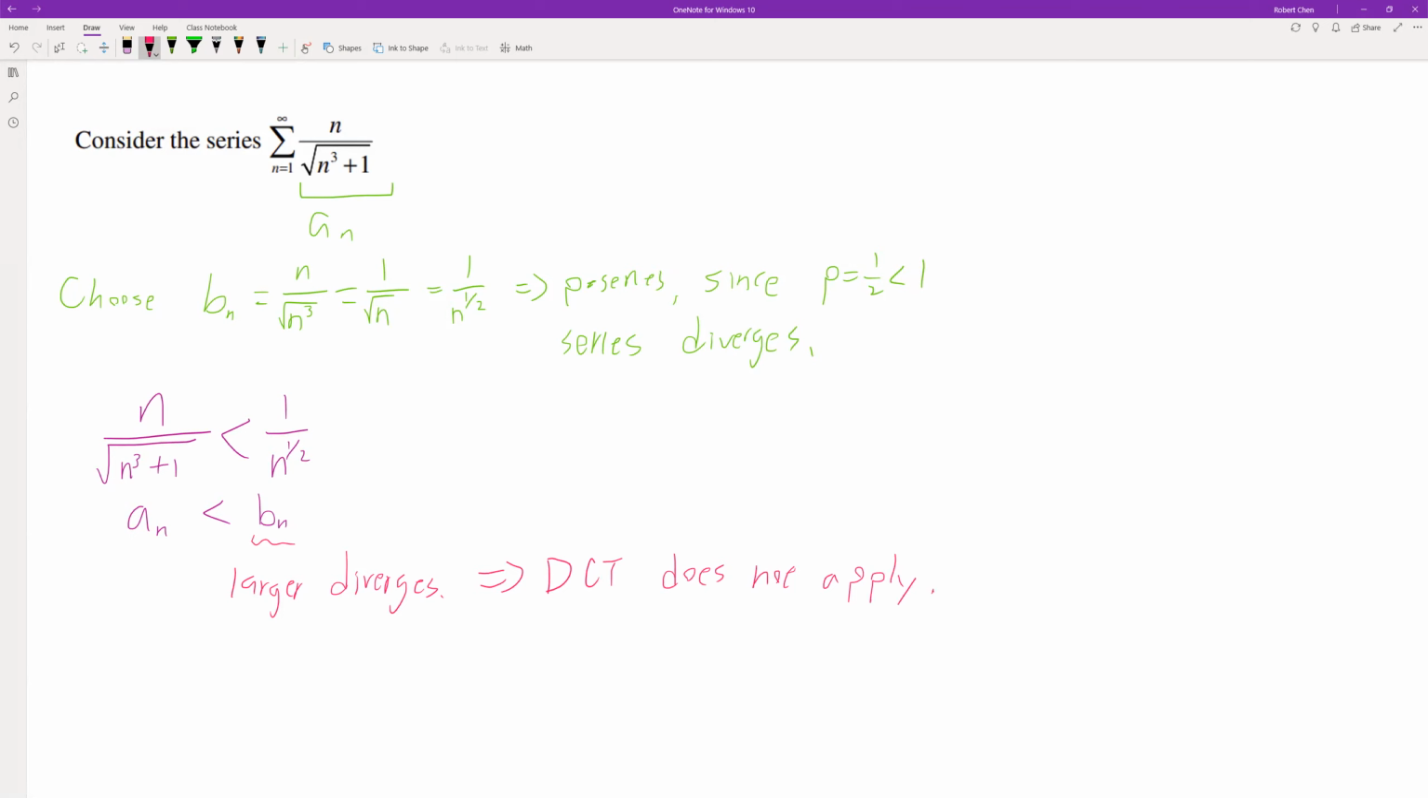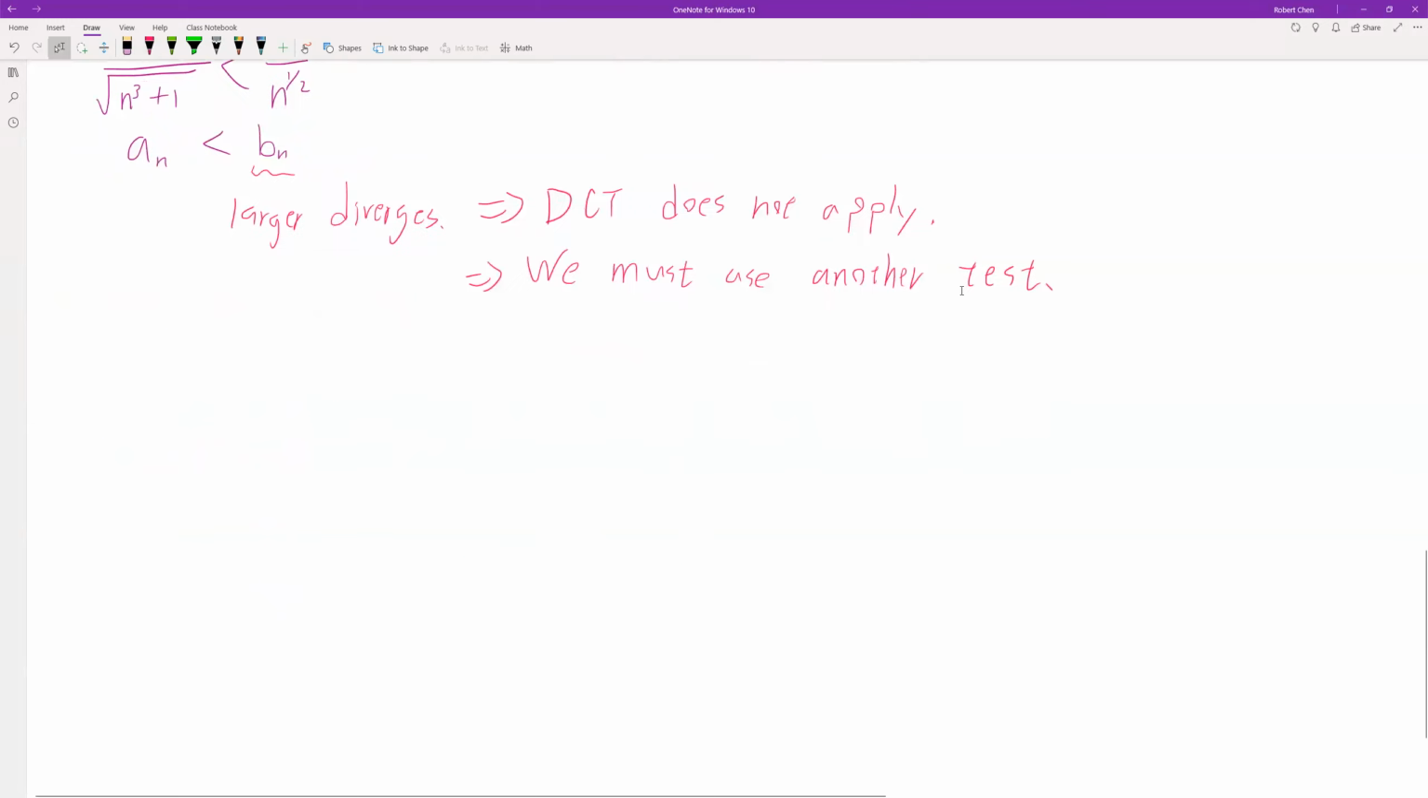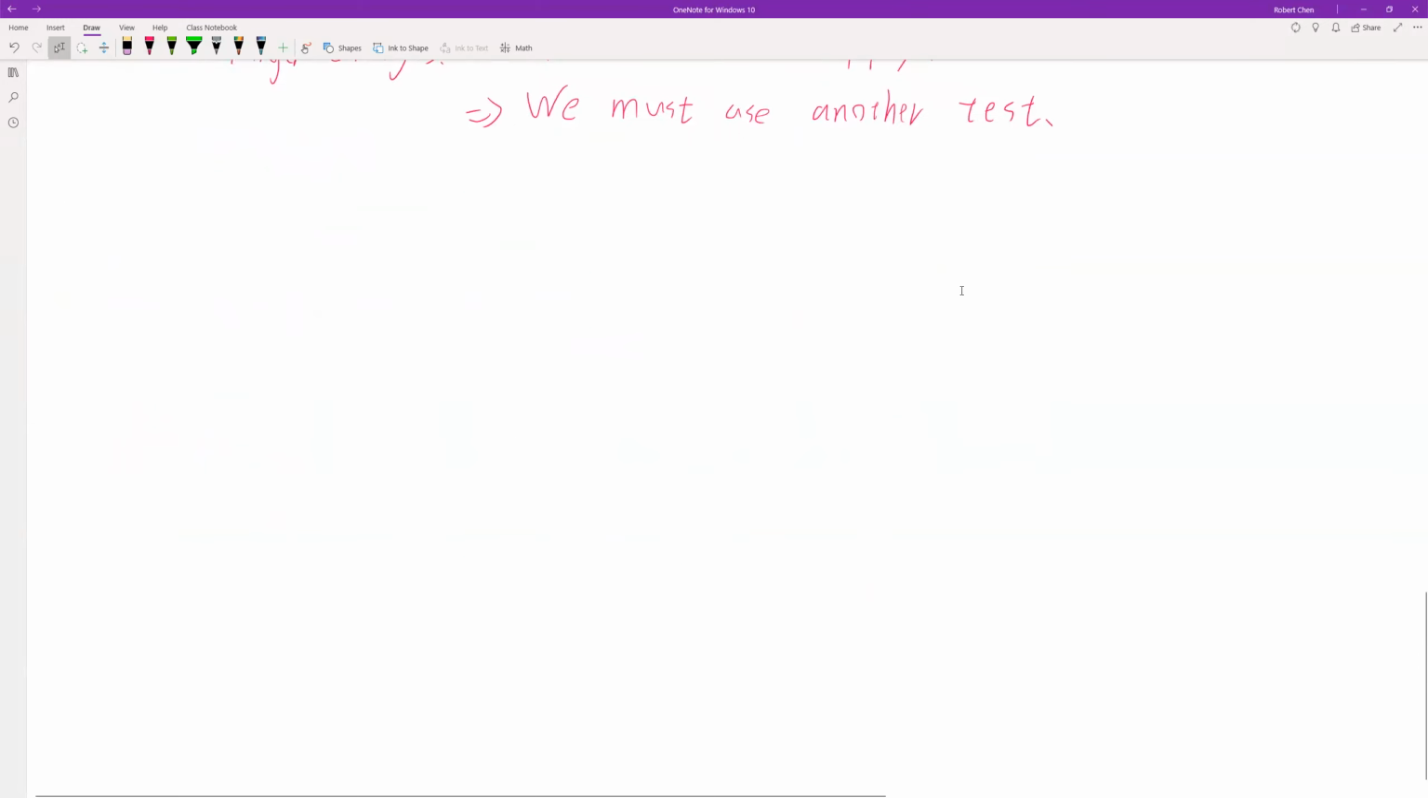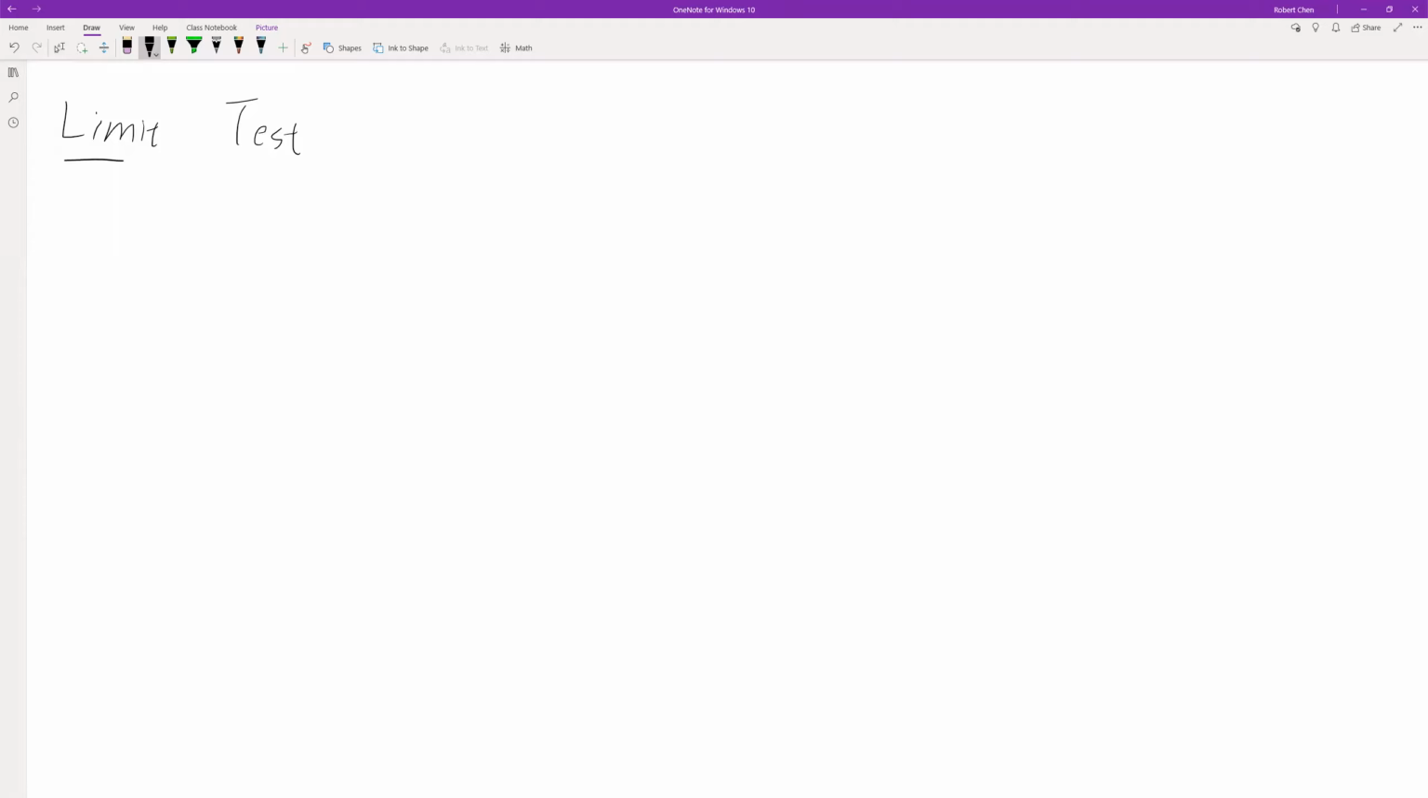Right? And we have to use another test. We must use another test. Okay, and this is when we are going to introduce our next comparison test, which is called the limit comparison test. Now, before we move on with the limit comparison test, let's do a quick review on the limit test, right?